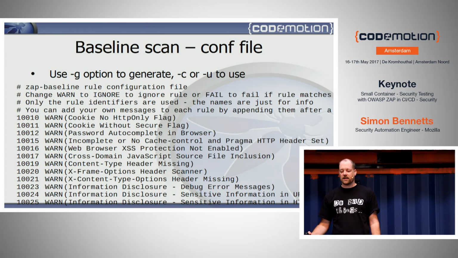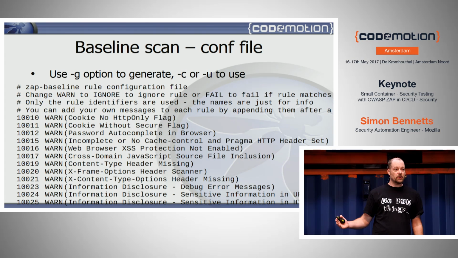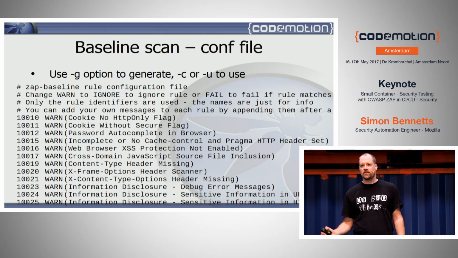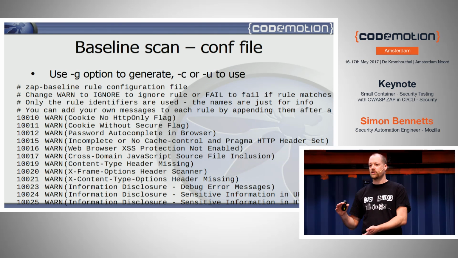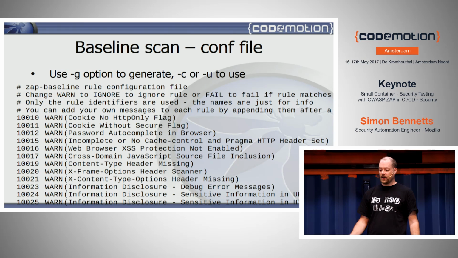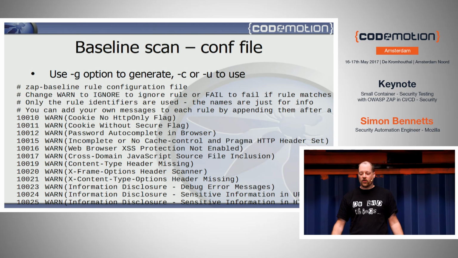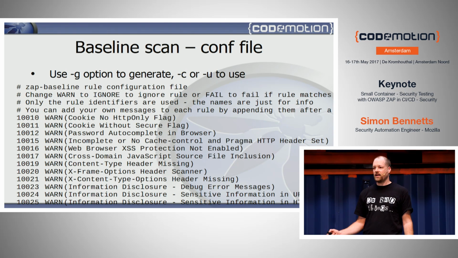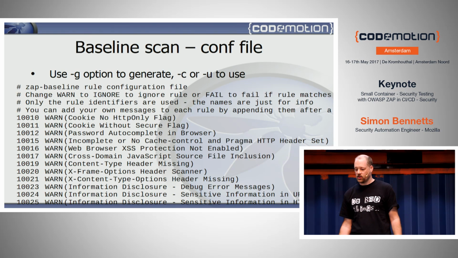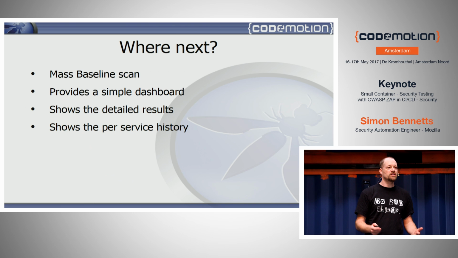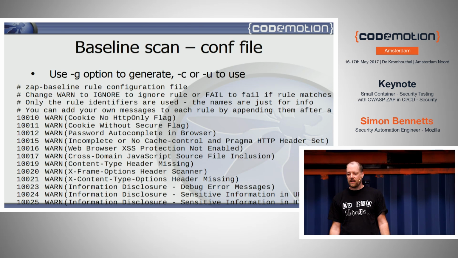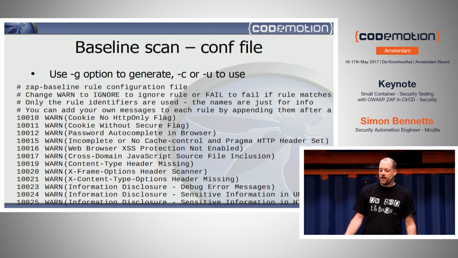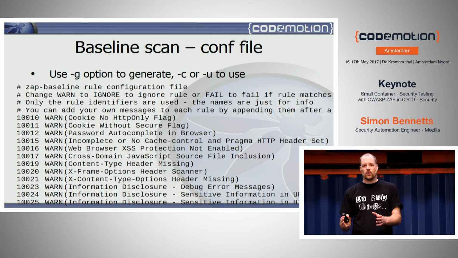And what you can do is give a -G option, and that will generate a configuration file. The configuration file will list all of the rules that are available, and will say that we're warning on them. And you can just edit that with any text editor, change the warns to ignore or fail, and that will change how the results of the scan come out. So that is actually very effective, and you can include that in your delivery pipeline.